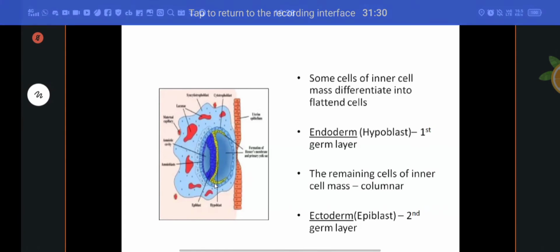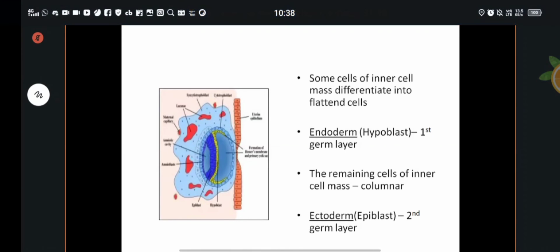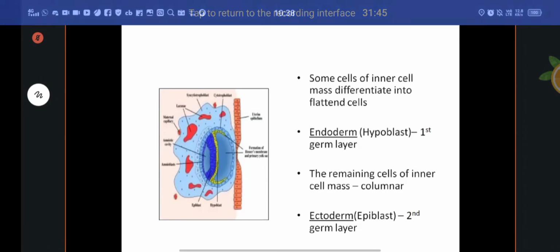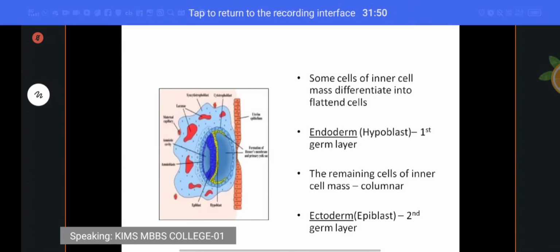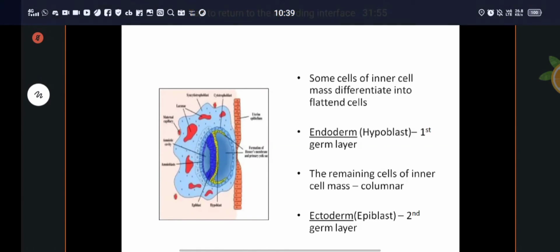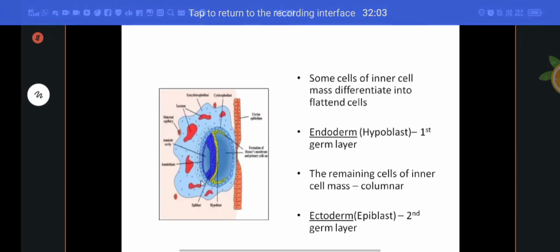Now, again I am repeating the embryoblast changes. On the 8th day of development, along with the trophoblast cells, the inner cell mass, that is the embryoblast, also differentiates into two layers: endoderm and ectoderm. The first germ layer to develop is the endoderm, which is made of flattened cells. The second germ layer to develop is the ectoderm, which is made of columnar cells. Here you can clearly see them in the diagram.